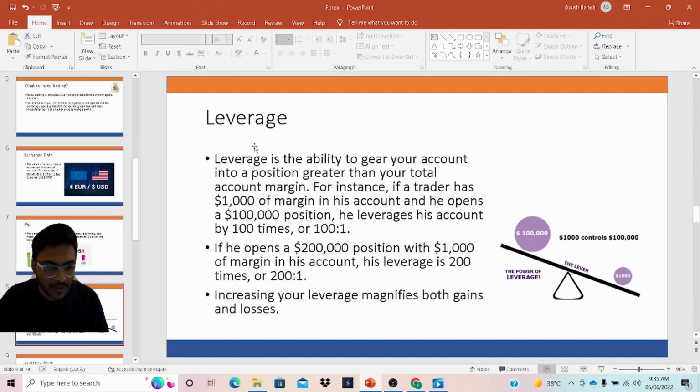Okay, let's switch to the next topic, that is leverage. Leverage is very, very important in Forex. Let's understand what is leverage. Leverage is the ability to gear your account into positions greater than your total account margin.